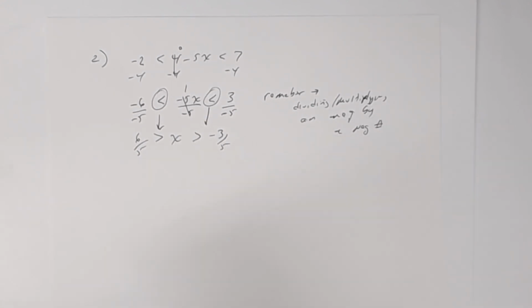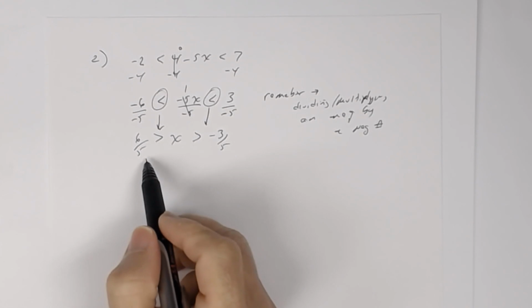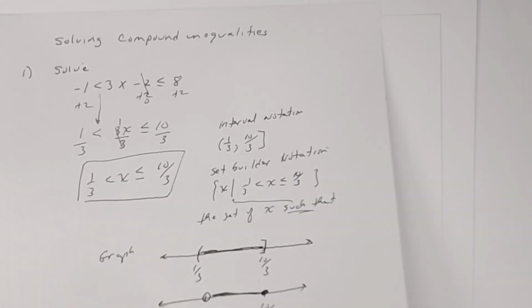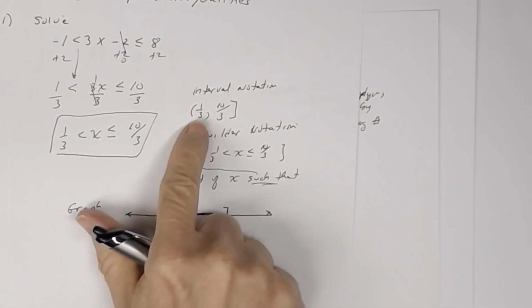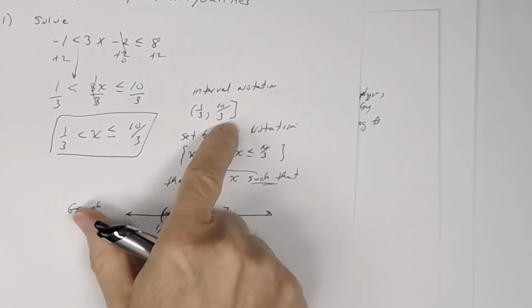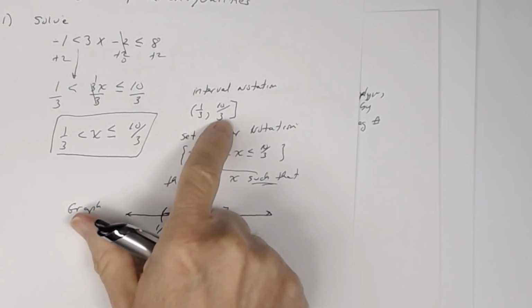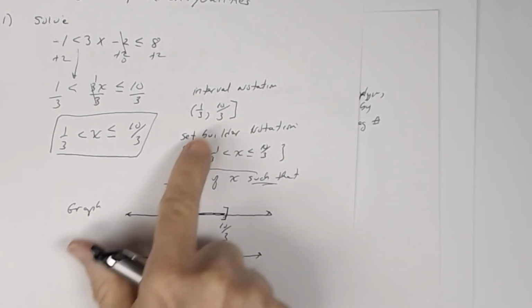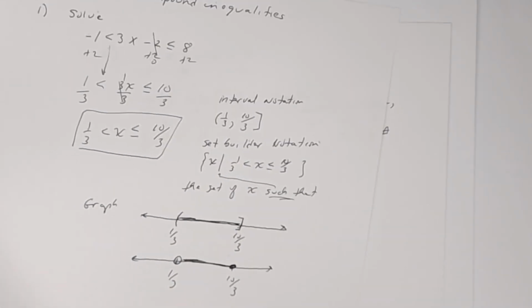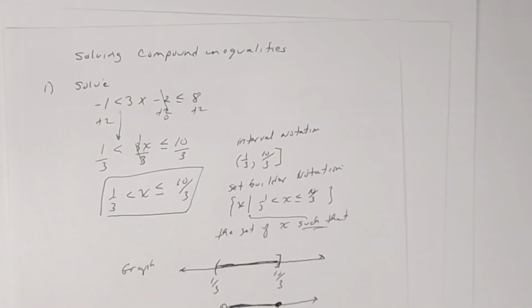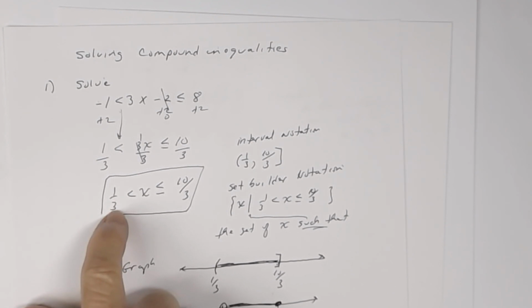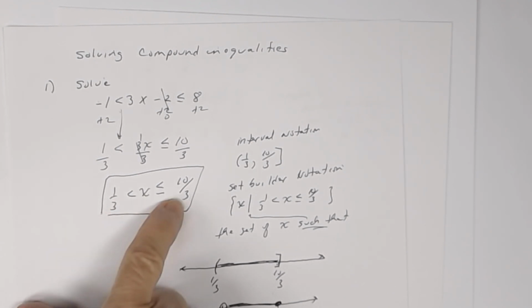Okay? Now, here's how you want to rewrite this. So you see how when we write our interval notation, we always go from smallest to largest. 1/3 is less than 10/3. Okay? We always do that. Always go from smallest to largest. Well, by the way, when you look at this part as well, this is the smallest, this is the largest, okay?